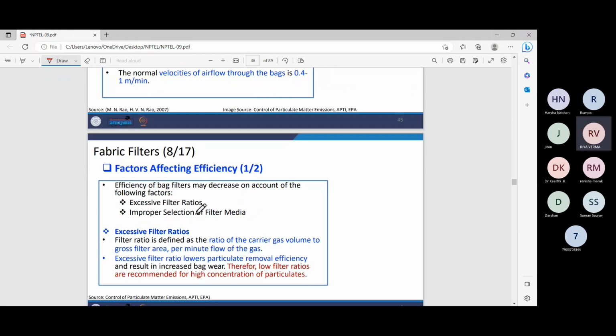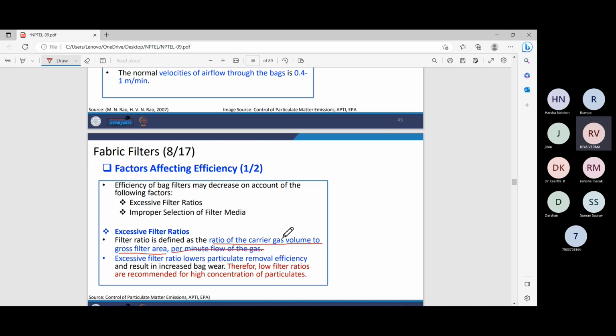And what are the factors that affect the collection efficiency of these fabric filters? Basically, there are two factors that affect the collection efficiency, or may decrease the efficiency of the filters. First is excessive filter ratios. The filter ratio is the ratio of the carrier gas volume per minute to the gross filter area.